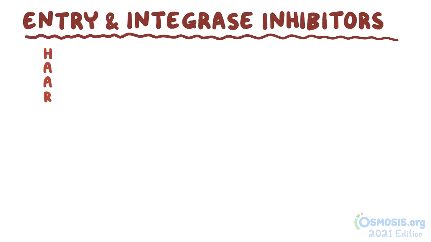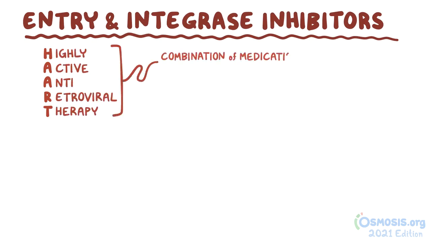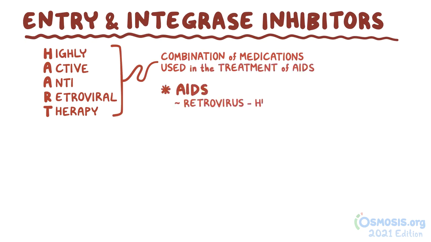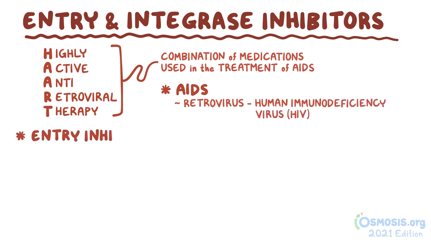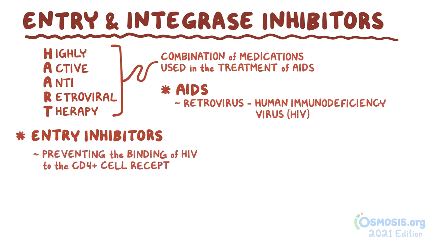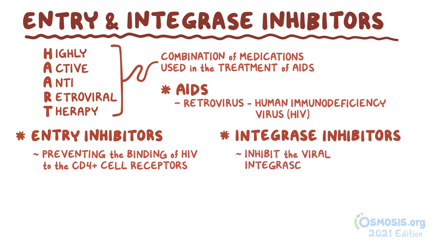Entry inhibitors and integrase inhibitors are groups of medications that are used in HAART, or highly active antiretroviral therapy, which is a combination of medications used in the treatment of AIDS. AIDS is caused by a retrovirus called human immunodeficiency virus, or HIV. Entry inhibitors act by preventing the binding of HIV to the CD4-positive cell receptors, thereby preventing its entry into the cell. Integrase inhibitors inhibit the viral integrase enzyme, which is needed to incorporate the HIV proviral DNA into the host cell DNA.